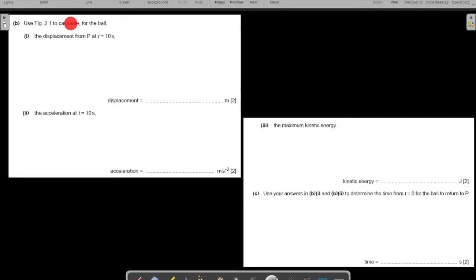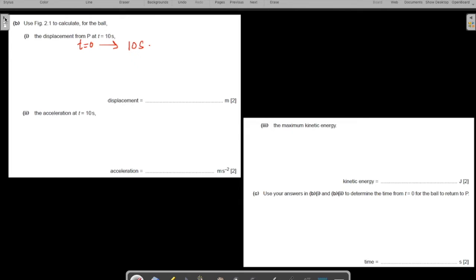Use the same figure to calculate for the ball the displacement from P at t equal to 10 seconds. So you have to calculate the displacement from P. P was at time t equal to 0. So from time t equal to 0 to time t equal to 10 seconds, during this period you have to calculate the displacement.